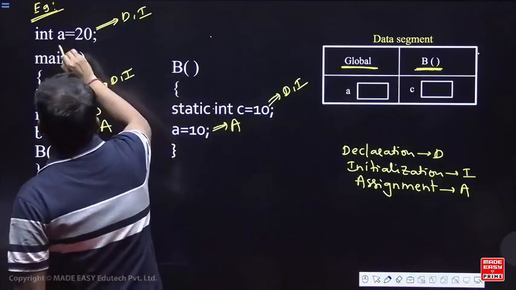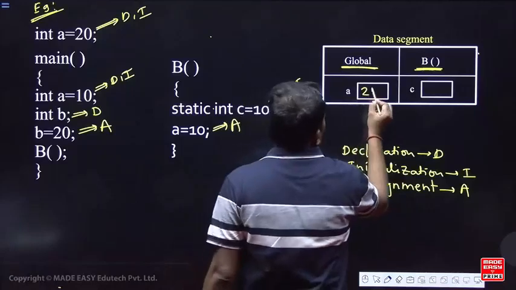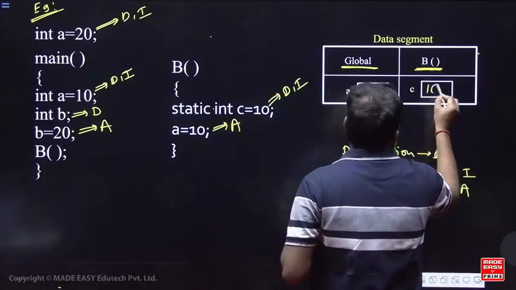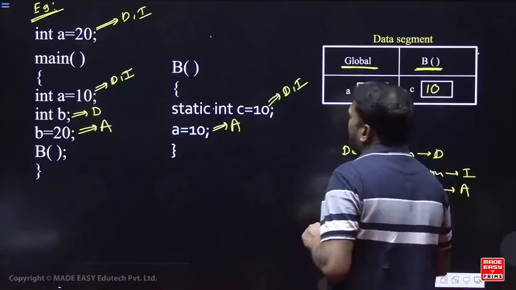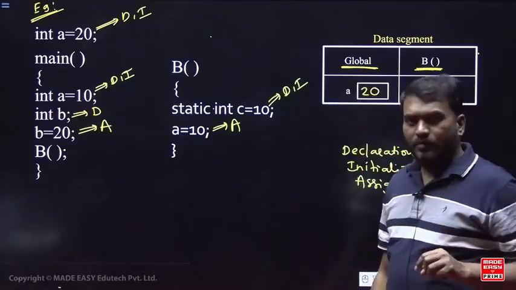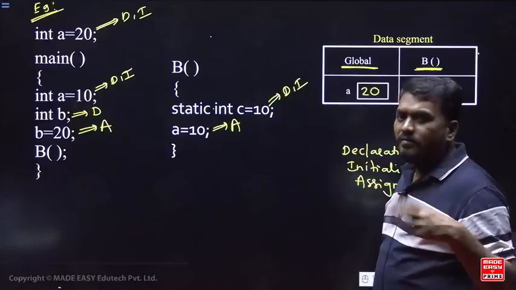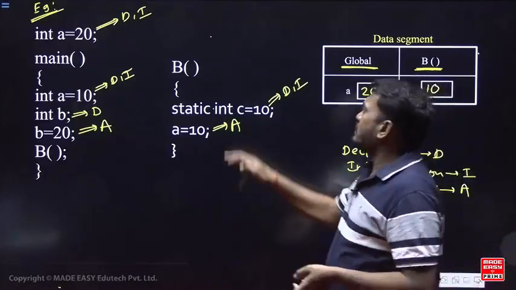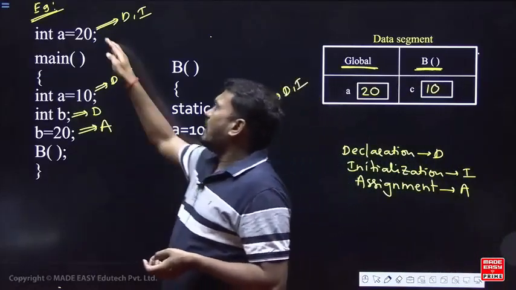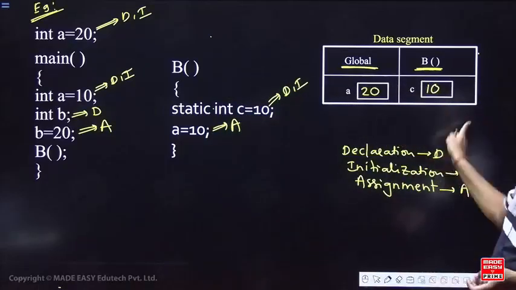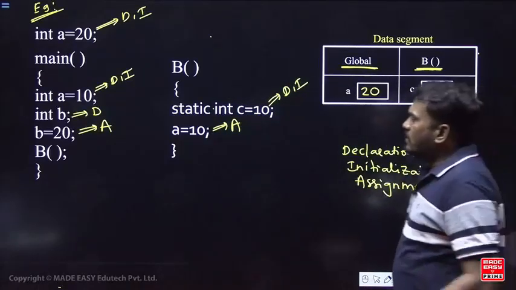The global data segment has the value of a as 20, and in the function b data segment, c is 10. So this is the important thing. Many students have confusion. In case you have the same variable name, no problem. Function b has a separate data segment and global has a separate data segment. Okay, so copy this.